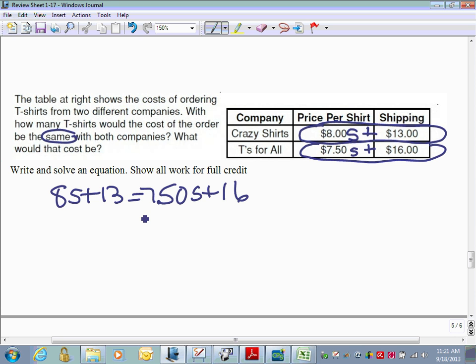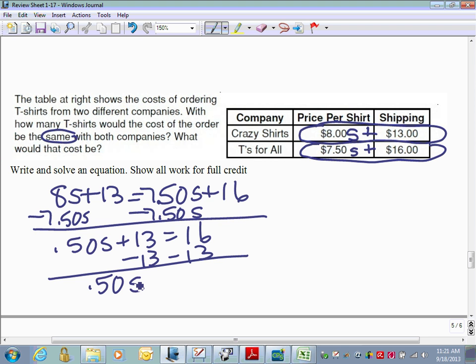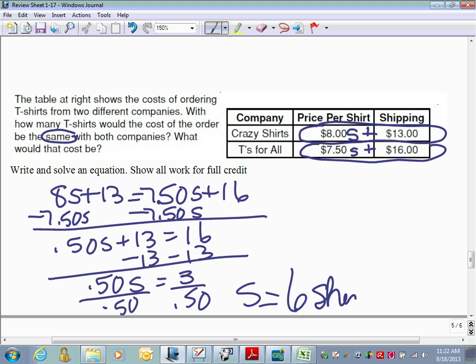Letters to the left. How many times have I said that on this video? And I have 0.50S plus 13 equals 16. Move my number to the right. 0.50S is equal to 3. And divide both sides by the 50 cents. And that gives me S is 6. So I have 6 shirts.